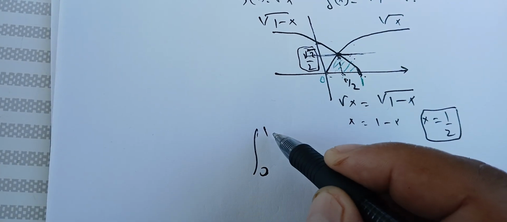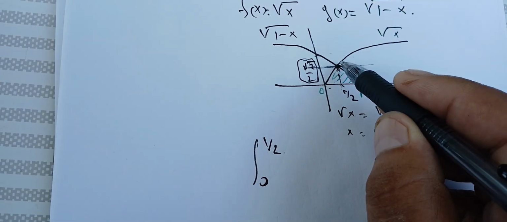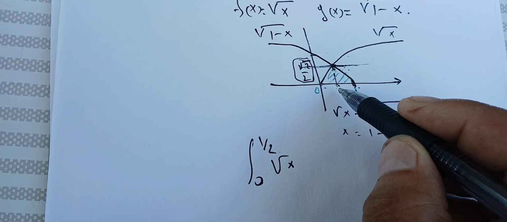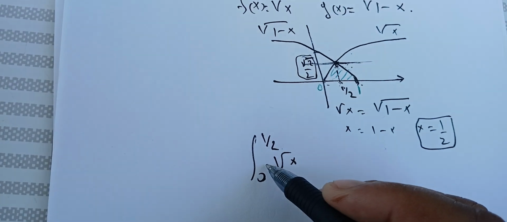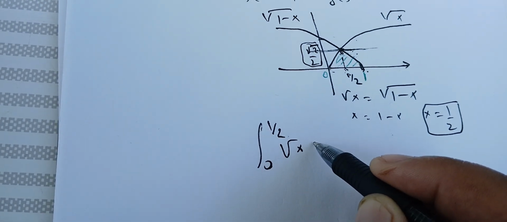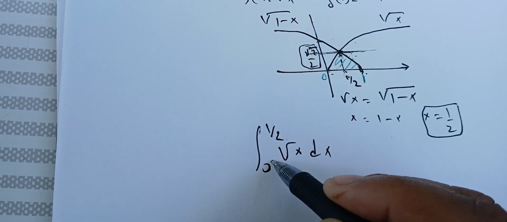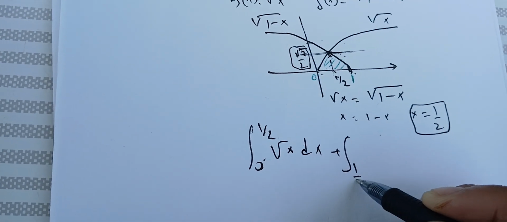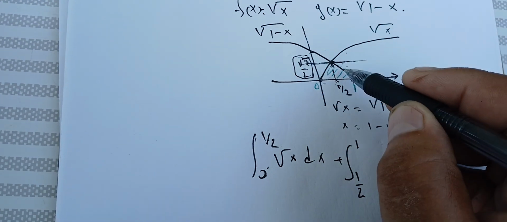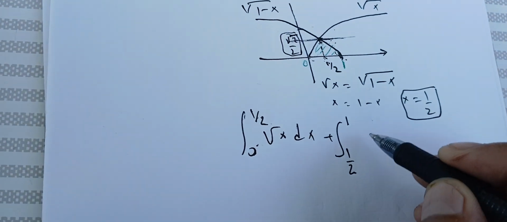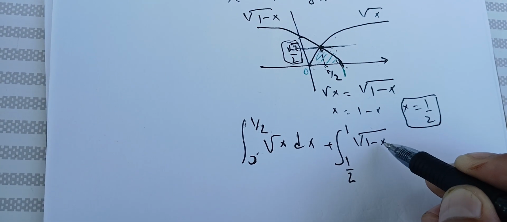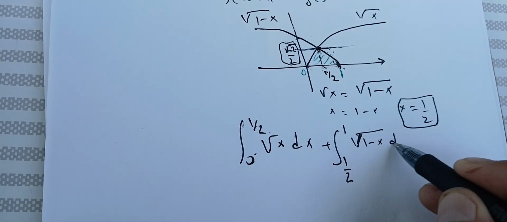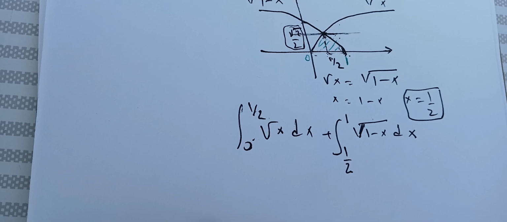So we integrate between 0 and 1/2. The function that's on top is the square root of x, and the function that's on the bottom is just 0. So here we have the integral between 0 and 1/2 of square root of x dx, plus the integral between 1/2 and 1, where the function on top is the square root of 1 minus x, and the function on the bottom is 0. So this is my integral.